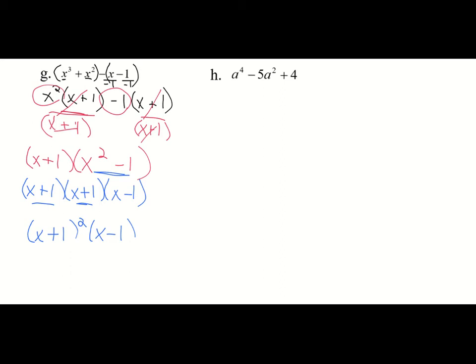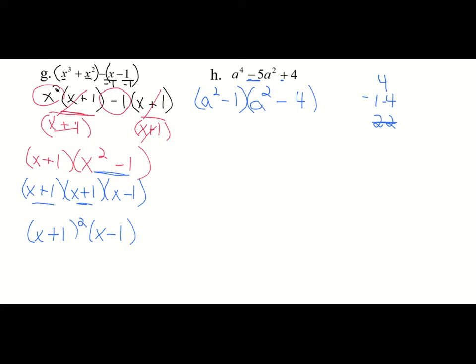Now, for h, we have an easy trinomial here. So let's go ahead and see if we can factor it. When I look at it, let's see, the factors of 4 are 1 and 4 and 2 and 2. I have a minus and a plus, so I know I'm going to have 2 negatives, and they have to add to 5. So I'm going to use negative 1 and negative 4. So when I factor it, I'm going to have a squared minus 1 and a squared minus 4.